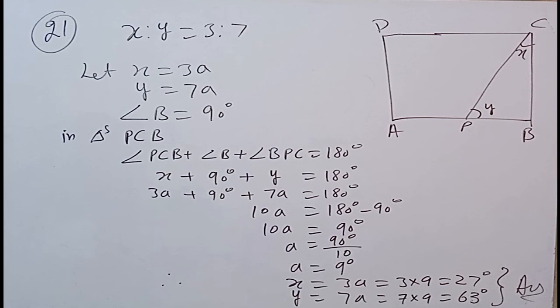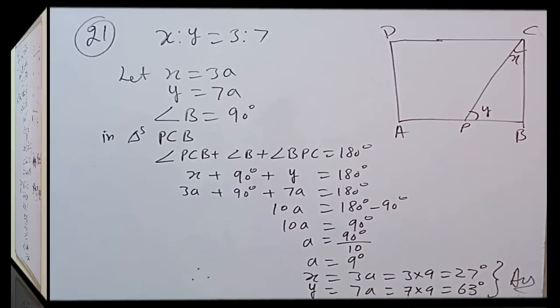So a we got as 9 degree, and x is 3a, that is 3 into 9, that will give 27. y equal to 7a, that is 7 into 9, that is 63. So in that manner you will get the value of x and y.